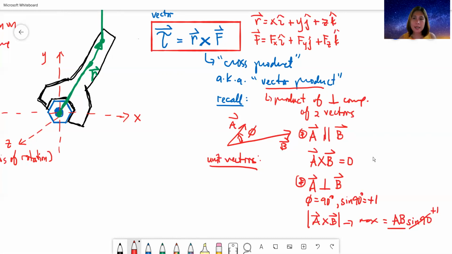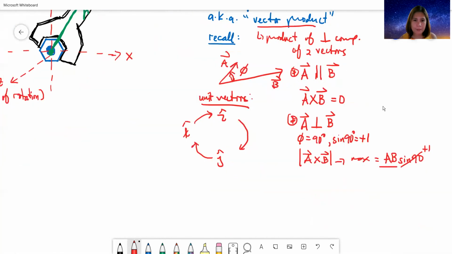So, meron tayong technique, di ba, para mas madali. Remember? Meron kang i, and then you go clockwise, j hat, and then you have k hat, and then there. So, if you go with the direction, i cross j will become k. k cross i will become j. Can you recall that? Let's recall. Okay? So, remember, i cross i, this would be 0 kasi parallel yung unit vectors na yan. They're both going towards positive x. So, pag pareho, di ba? j cross j, 0. k cross k, 0.